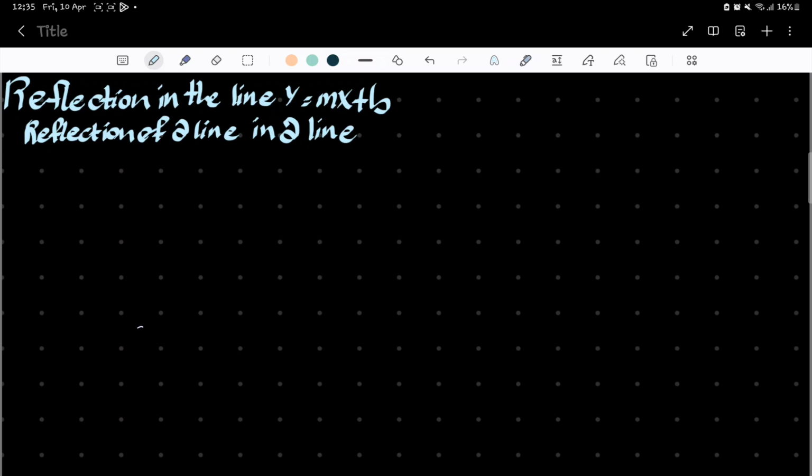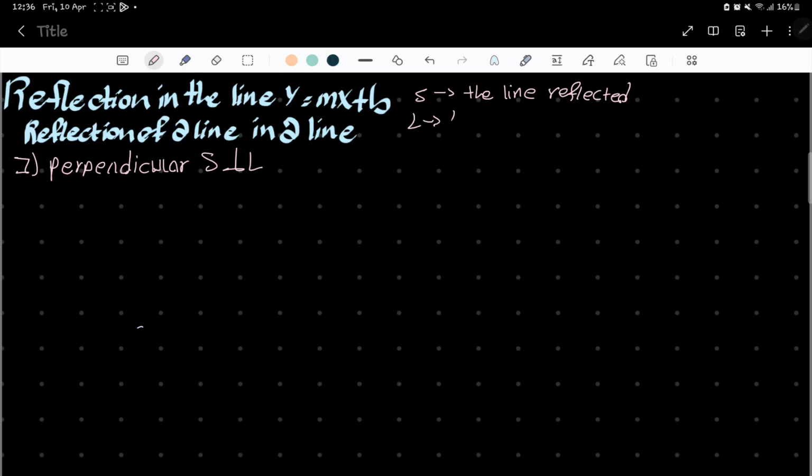So when we're reflecting a line in a line, there are three cases that we need to look at. The first one is when the lines are perpendicular, or when S is perpendicular to L. To define some very quick references, S is the line reflected, and L is the line of reflection. So never forget these two points.